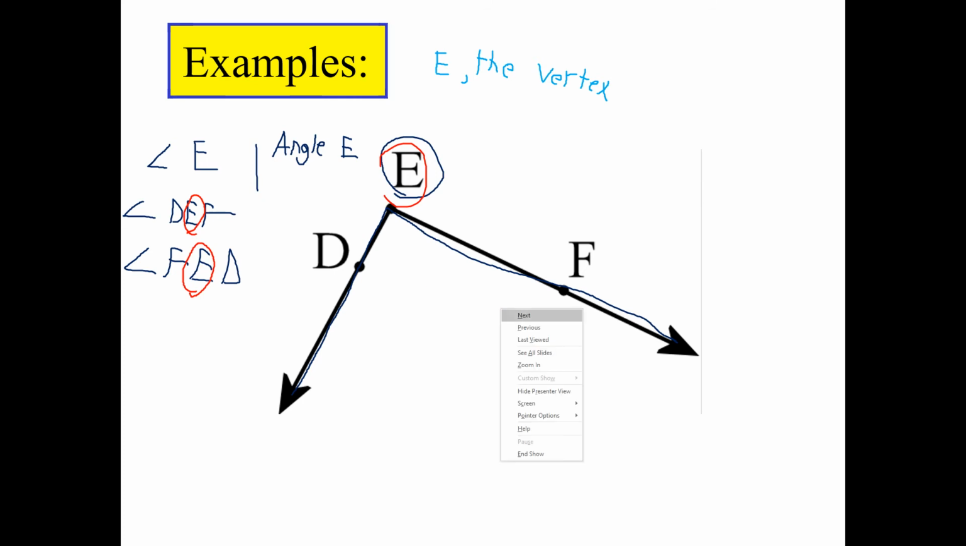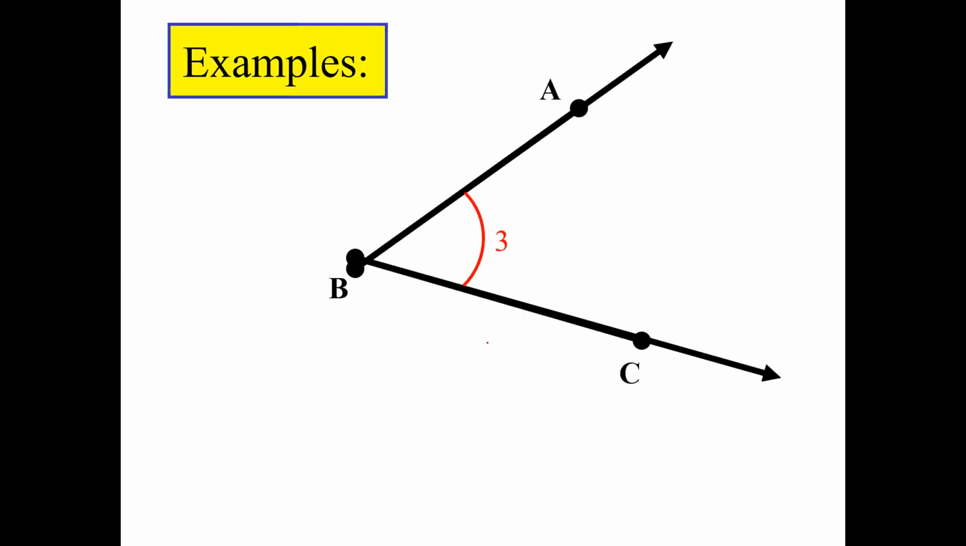Okay, take a look at the next example. Something happened here in the middle, but the one thing to remember is that's just supposed to be 1 point, so let's just pretend like it is. What we have here is two rays: ray BA and ray BC. Both of these rays meet at point B, so this point here is our vertex.